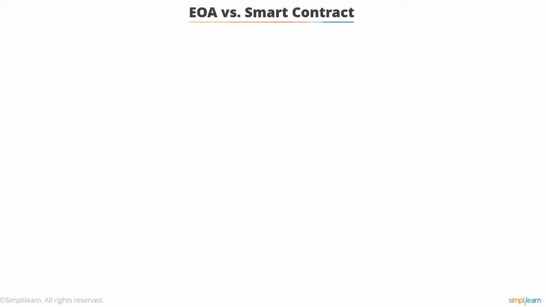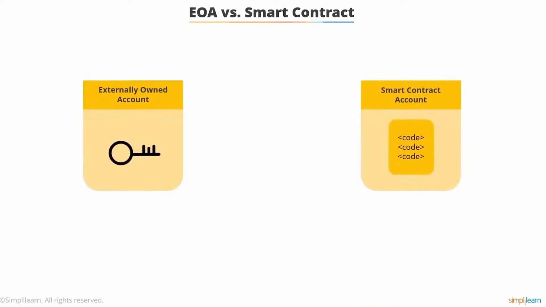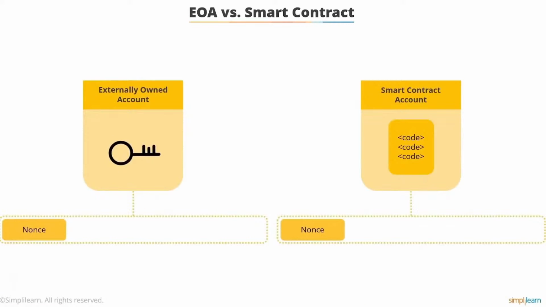EOA versus smart contract. In this slide, we will understand the difference between an EOA and a smart contract based on 4 critical properties. Nonce. In an externally owned account, nonce represents the number of transactions sent from the account's address. However, in a contract account, the nonce is the number of contracts created by the account. The next property is balance. This number shows the amount of WEI owned by the address, whether the EOA or the contract account. Each ether is divided into 1E plus 18 WEI.